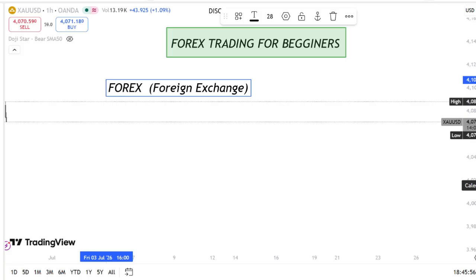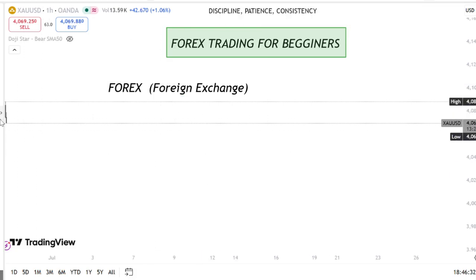It's like we are flying from Ghana here to the US. You have to change your cedis to USD before you fly to the US. That's basically the meaning of foreign exchange: the exchange of currencies. And we have some currency pairs.